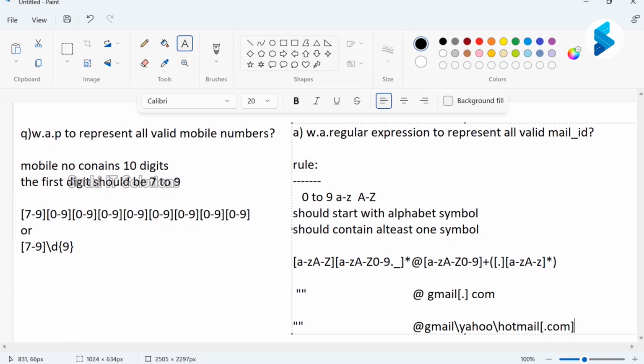So when you are writing, it should start with an alphabet symbol. So first any small or capital letter will start. After that, at least one symbol more. Maybe you can use a dot. One symbol means you can use one symbol, right? Here a dot or underscore you can use. So this is the way you can write it, guys. I think at least you got an idea, madam.